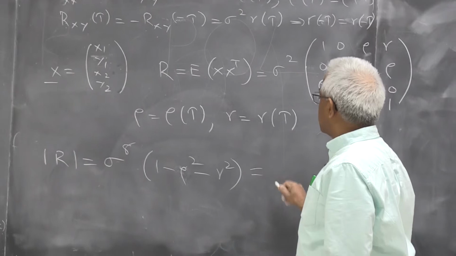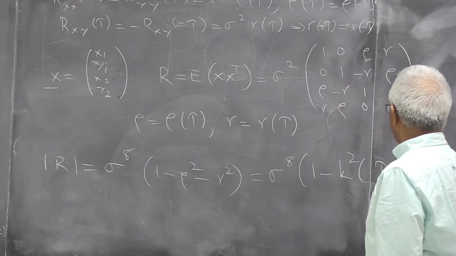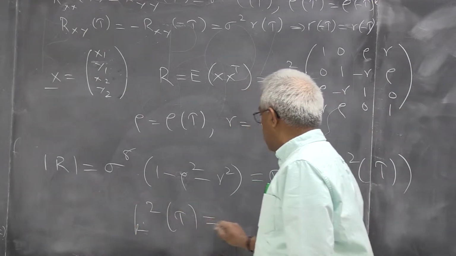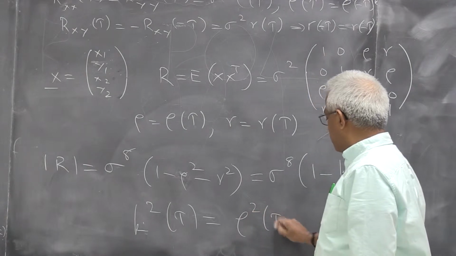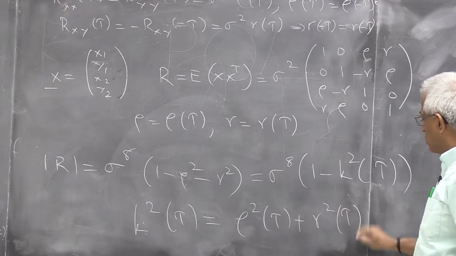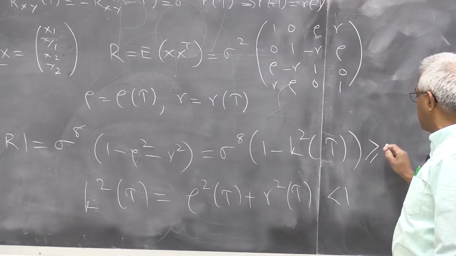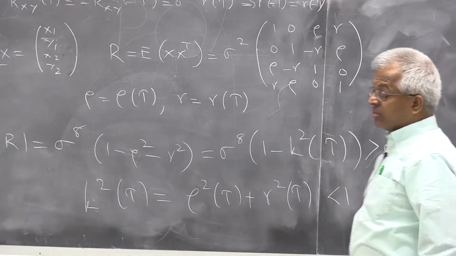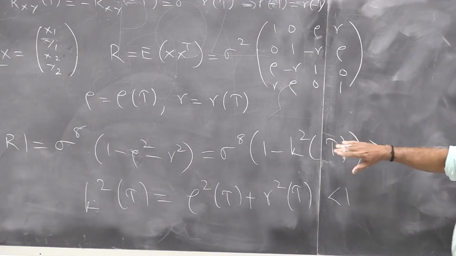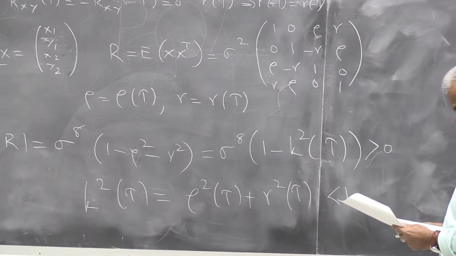I'm going to write this as sigma to the 8 multiplied by 1 minus k squared of tau, where k squared of tau is rho squared of tau plus gamma squared of tau. Notice that this has to be less than 1 because this is greater than 0. If these random variables are not completely dependent, then the determinant is going to be positive, and consequently that's less than 1.